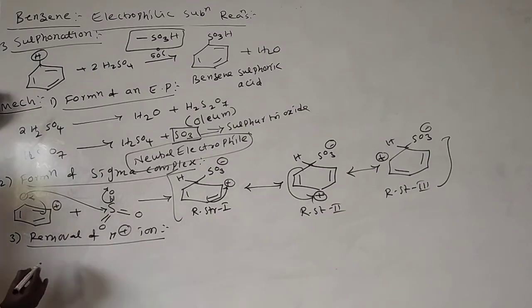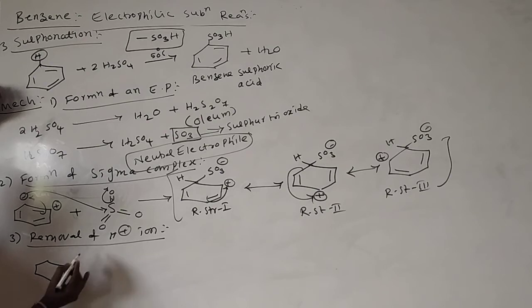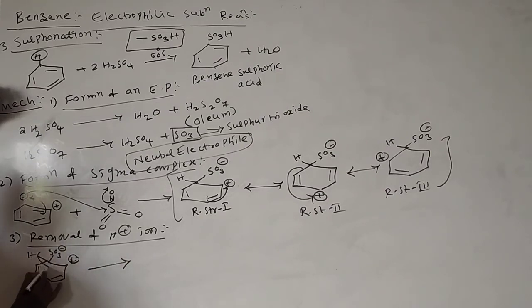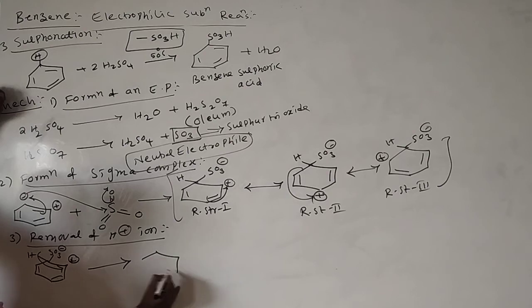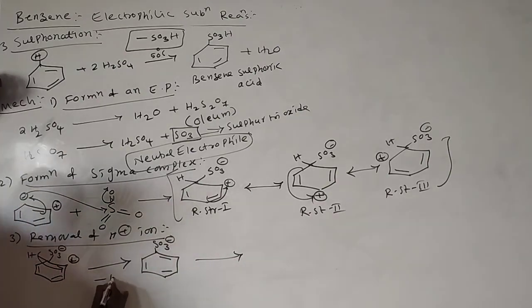Take any one of the resonance structures, whichever is convenient. I am taking the first resonance structure, with HSO3 minus. Here the carbon-hydrogen electrons transfer towards the positive charge. That means a bond forms, with SO3 minus. This is where the H plus ion is released.